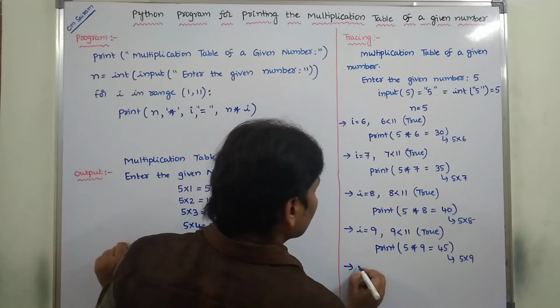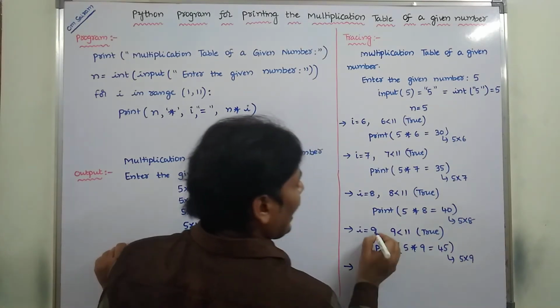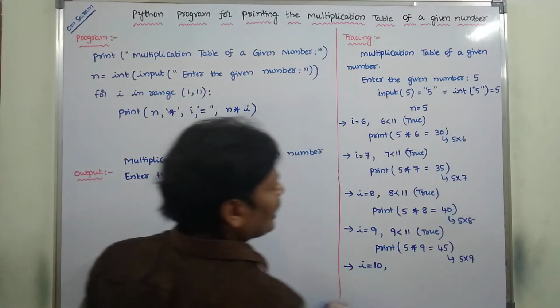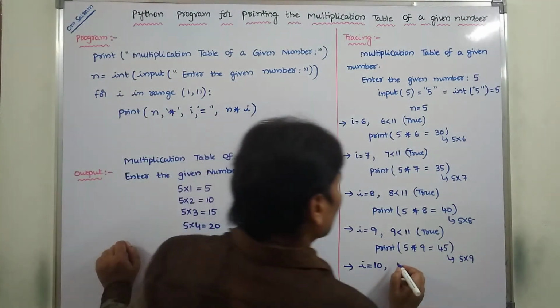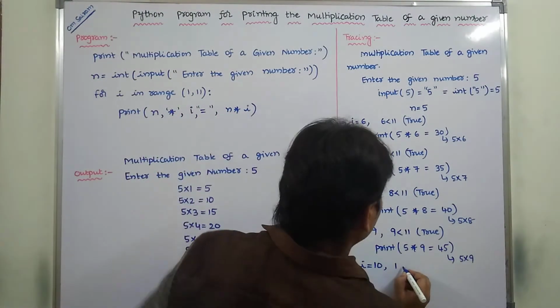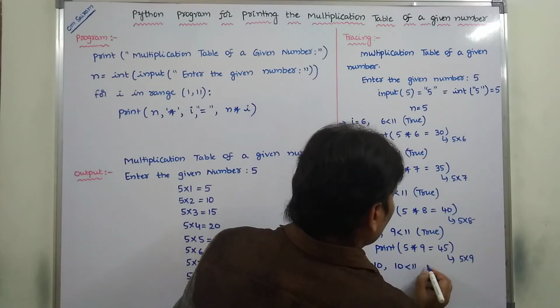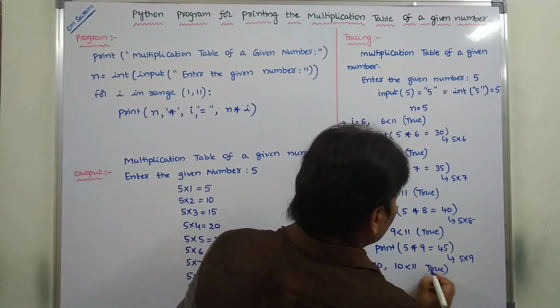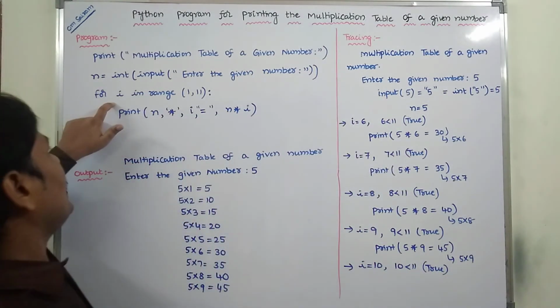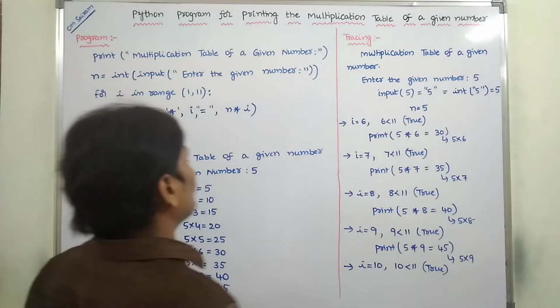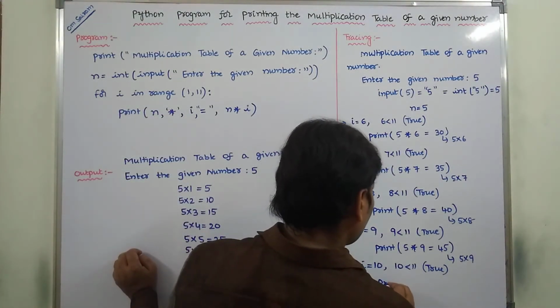Now I value is incremented by 1. Previously I value 9. 9 is incremented by 1, that is 10. Okay. Now condition 10 less than 11. 10 less than 11, that is condition is true. If the condition is true, then the control goes to the statement within the body of the for loop.